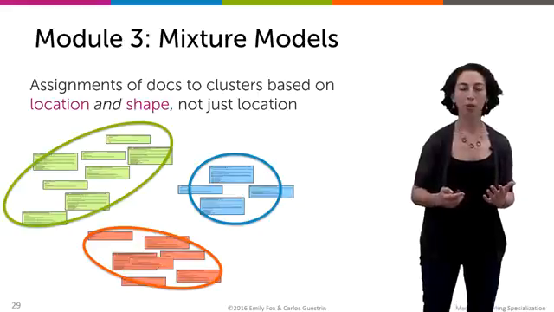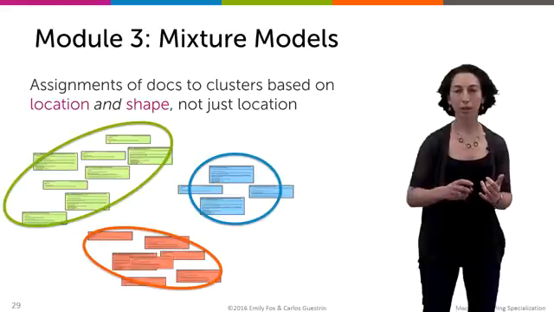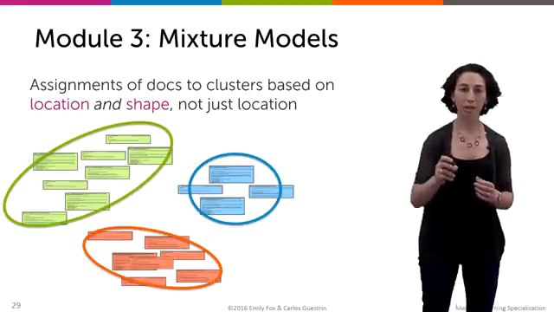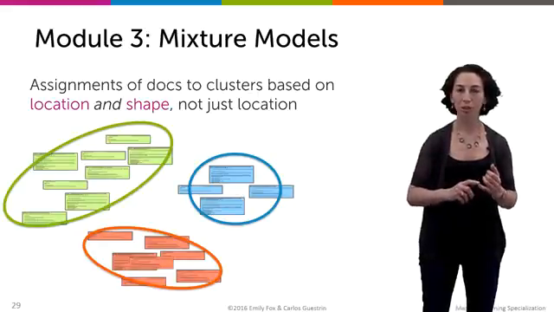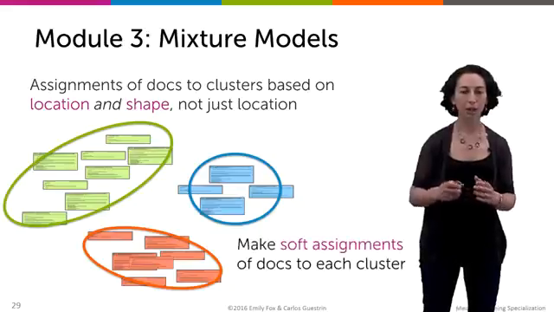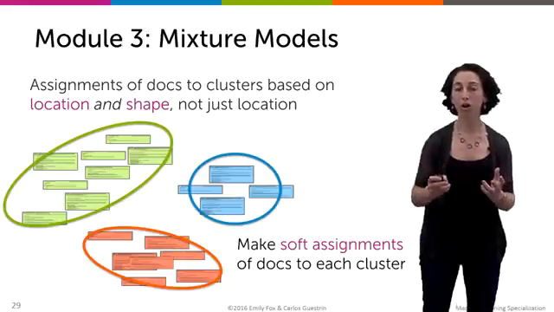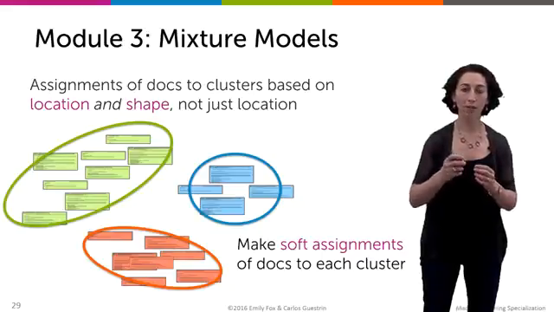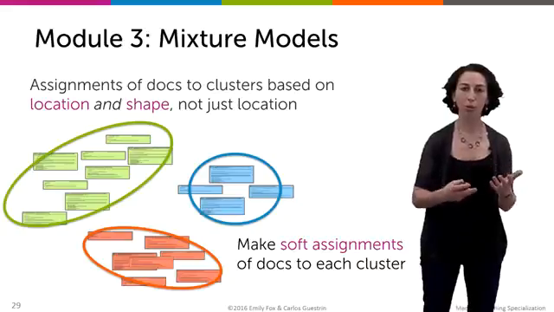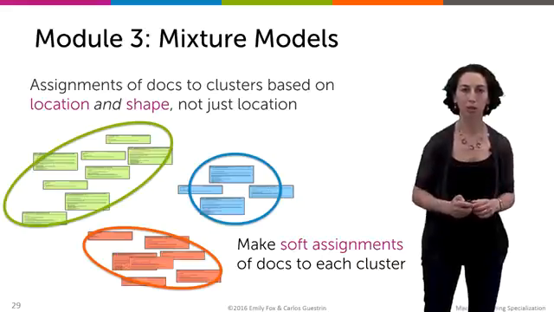And the probabilistic model that we're going to use for clustering is called a mixture model. Here, when we're thinking about assigning data points to clusters, it's not just the cluster center that's going to come into play, like in k-means, but also the shape of the cluster. And here, again, unlike in k-means, we're not going to make hard assignments of data points to clusters. We're going to make what are called soft assignments, where data points can have weights in multiple clusters, where those weights are based on our uncertainty about the assignment of the data point to the cluster.